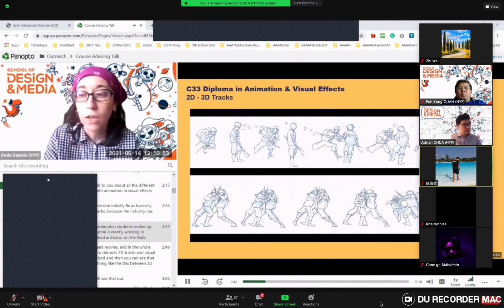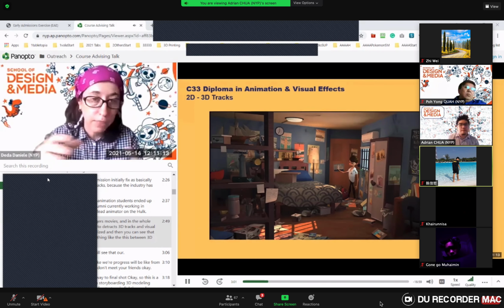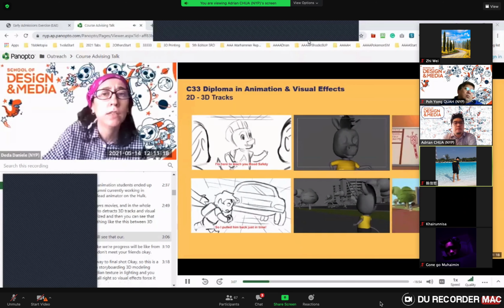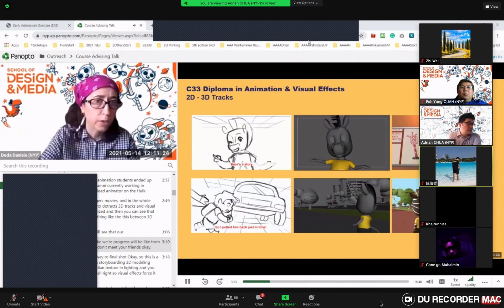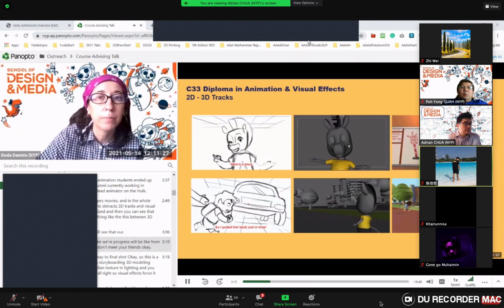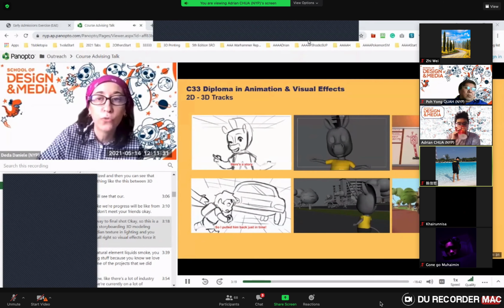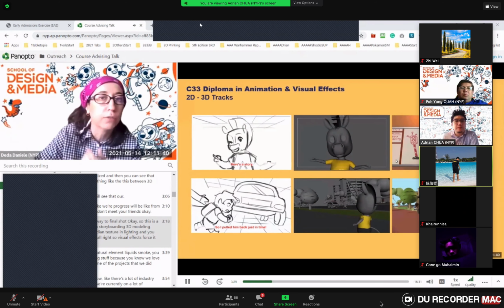In school, you have 2D tracks, 3D tracks, and visual effects, so you can sort of specialize. And then you can see that the students end up doing something like this between 3D and 2D. This is what you will see that our work progress will be like, from storyboard to 3D play blast, and all the way to final shot, okay? So this is a standard animation process from storyboarding, 3D modeling, animating, play blast, and then in the end, texturing, lighting, and beautification of the shots.